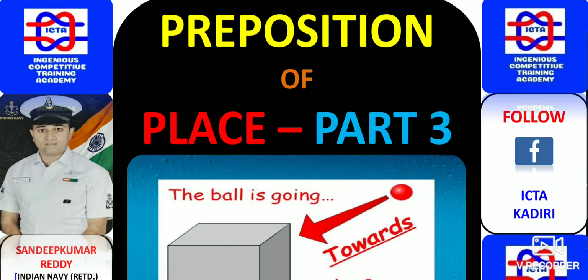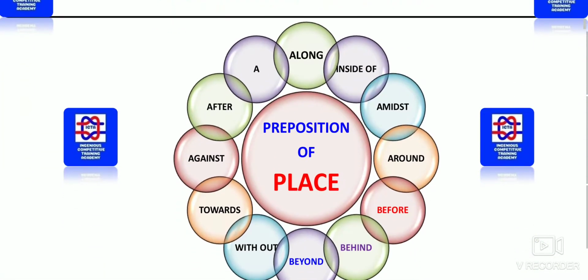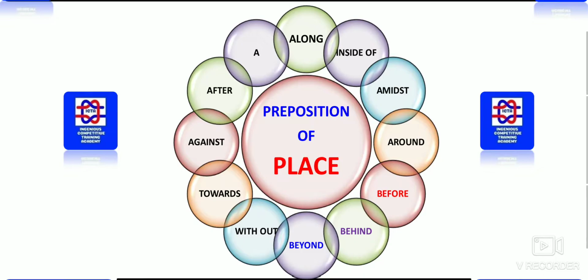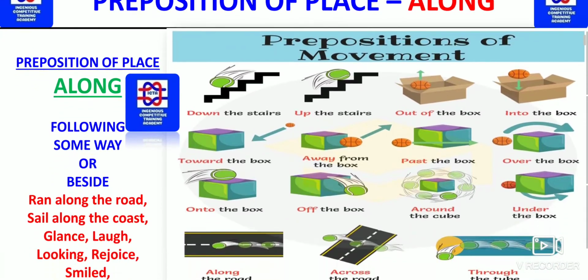Today we'll be discussing preposition of place, that is part 3. Please check my playlist where you will find up to part 2 regarding preposition of place. Let us see exactly what has been given in the slide. This preposition of place has been subdivided into along, inside of, amidst, around, before, behind, beyond, without, towards, against, after. So let us see exactly how each topic has been divided.